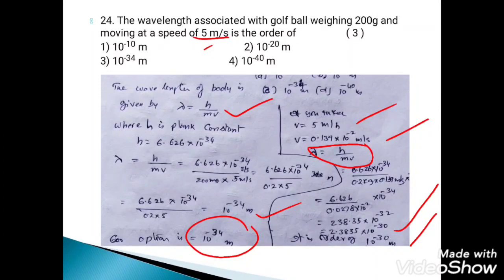If you take velocity as 5 meters per hour, then you will get the wavelength of the order of 10 to the power minus 30 meters. So then it will become the third option. So here two versions of the question have been given. 5 meters per second also I have calculated, and 5 meters per hour also I have calculated. Accordingly, the option will change. Don't be confused with that. Okay. Then going to the 25th.